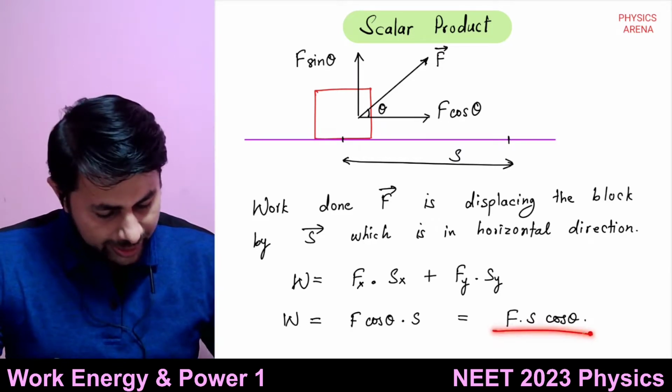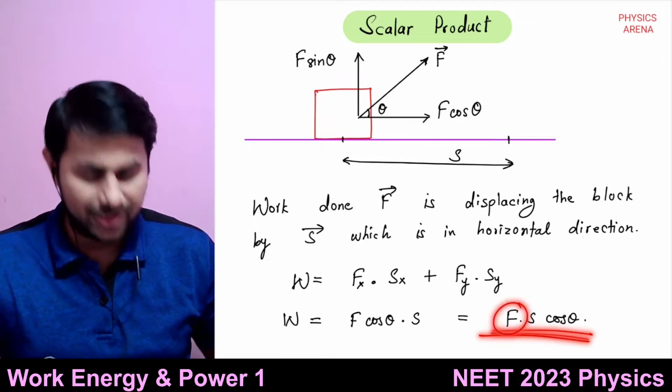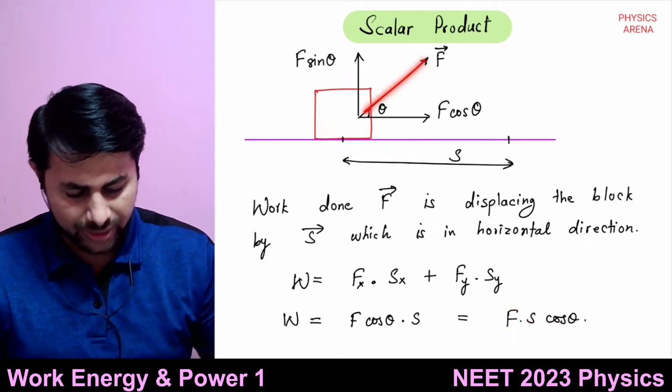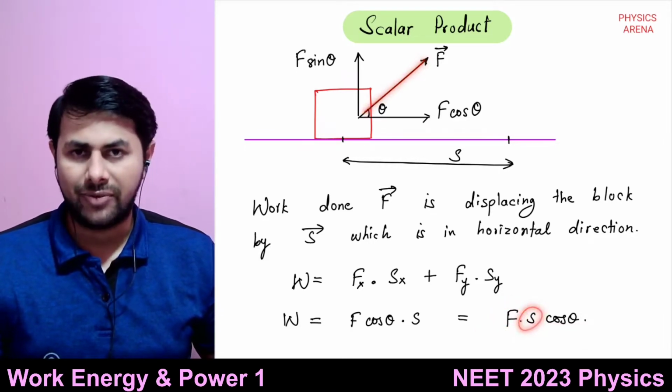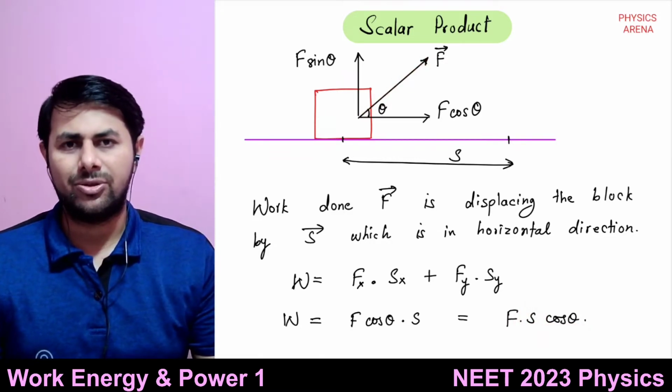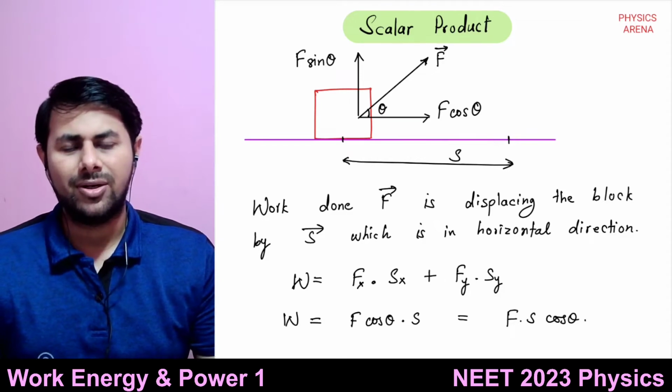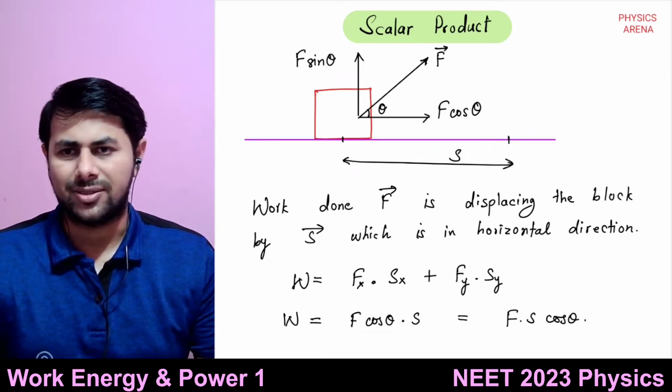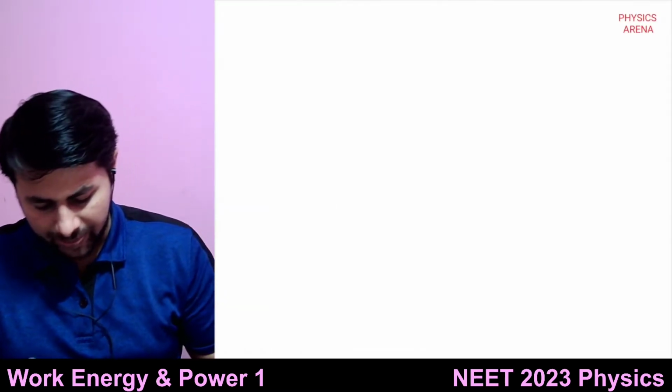So what definition do you get? So magnitude of first vector, which is force, multiplied by magnitude of second vector, which is S, multiplied by cos of the angle between two vectors. Multiplied by what? Cos of the angle between two vectors. Okay, so you are multiplying.